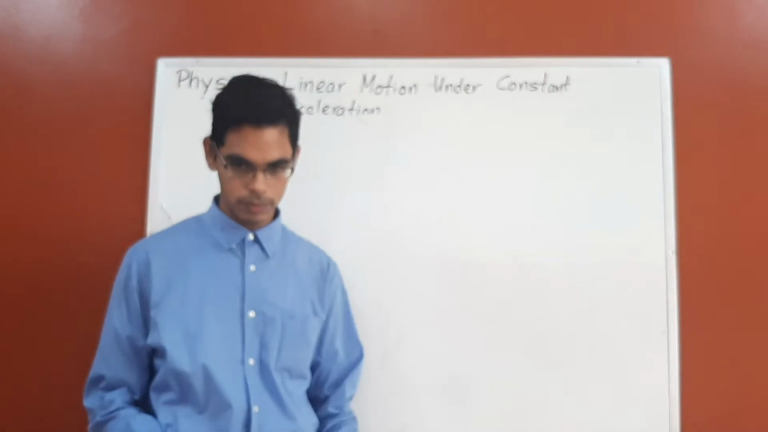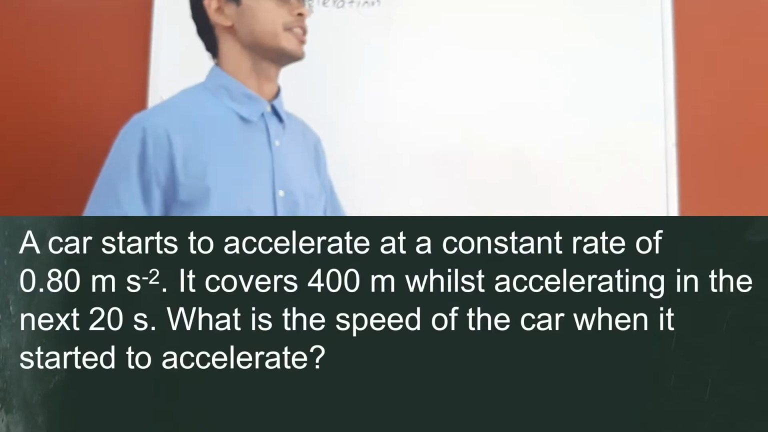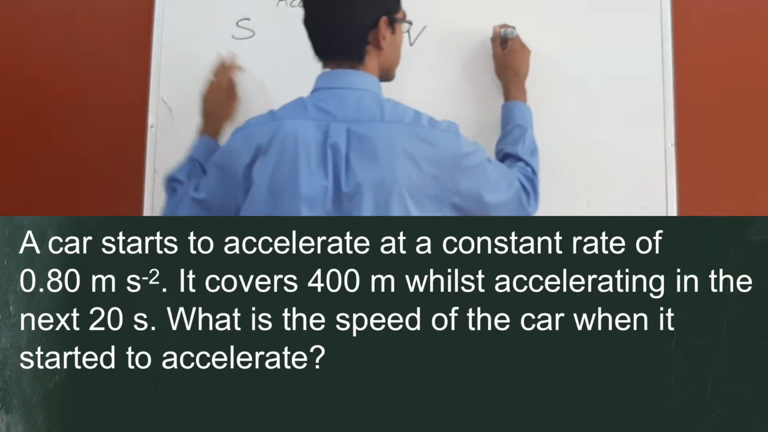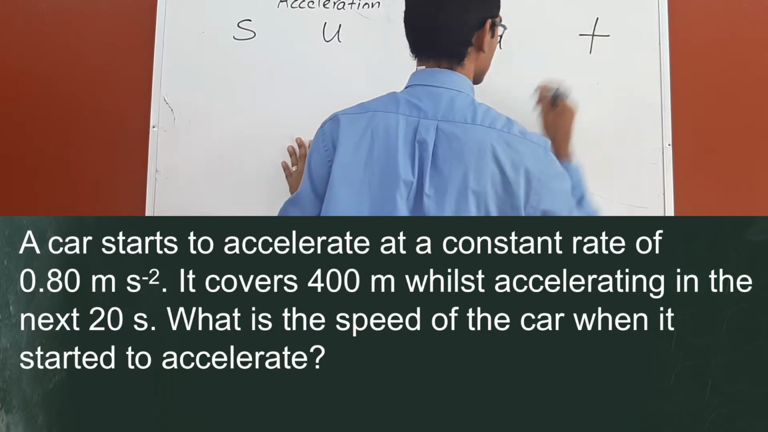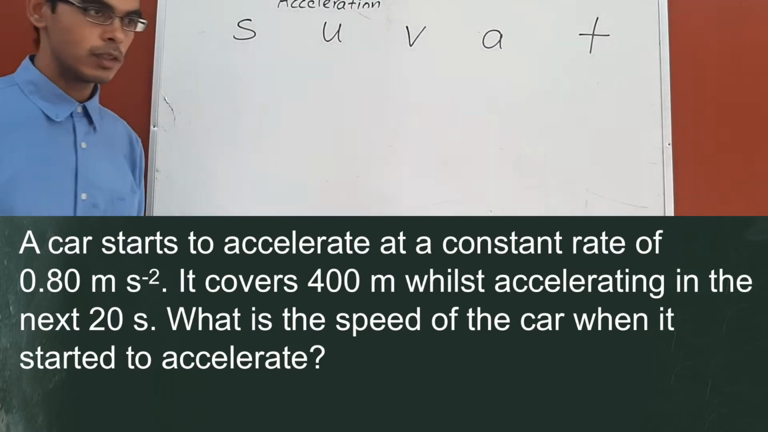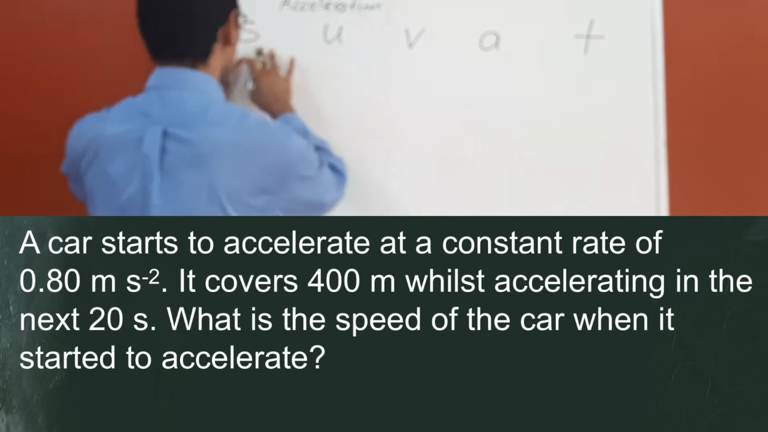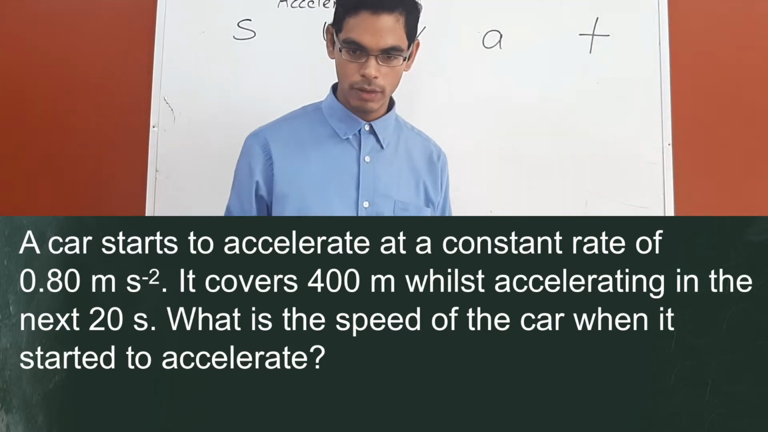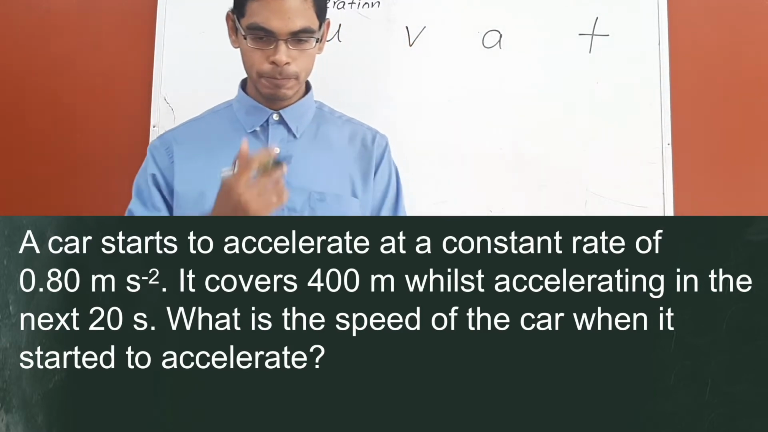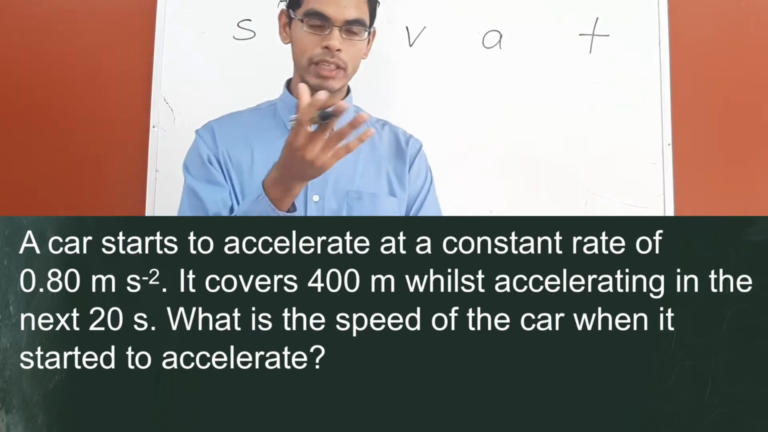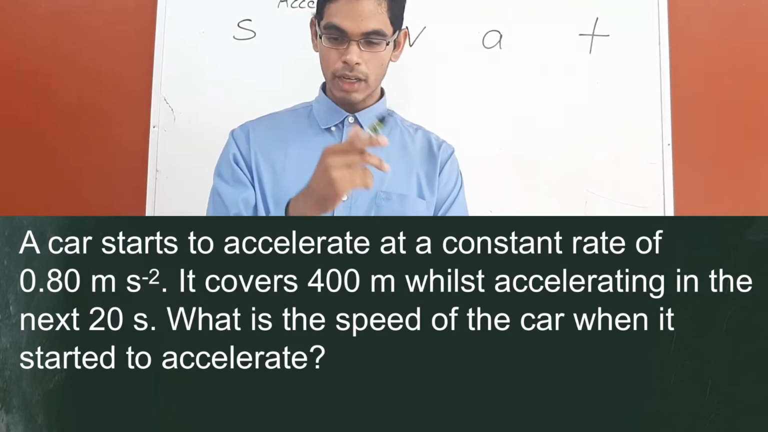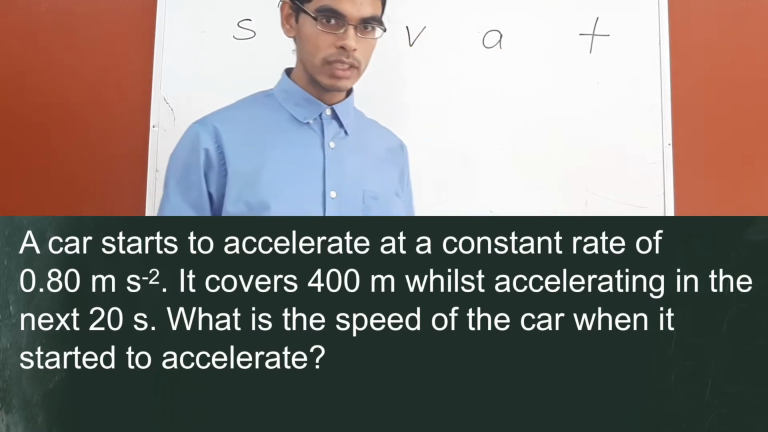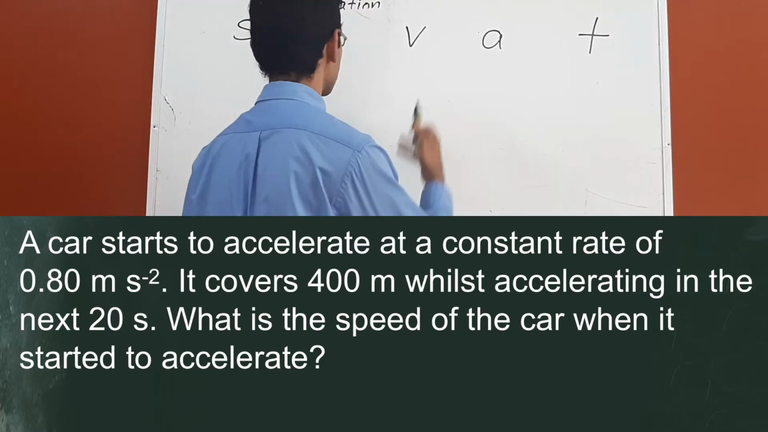Now, the first thing that we do, write down SUVAT. Remember that acronym because we know what each of these letters stand for. Now, the next step is to read through our question and identify what information we have. We're given a constant acceleration, which means we have a full go ahead to use the 5 equations of linear motion under constant acceleration.